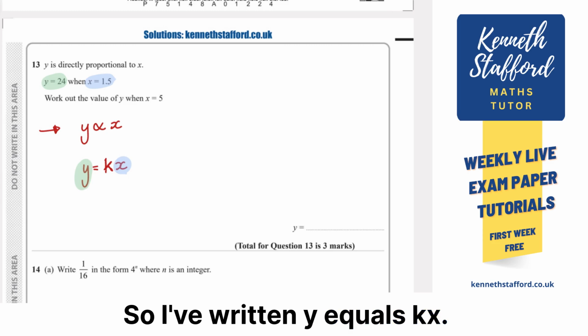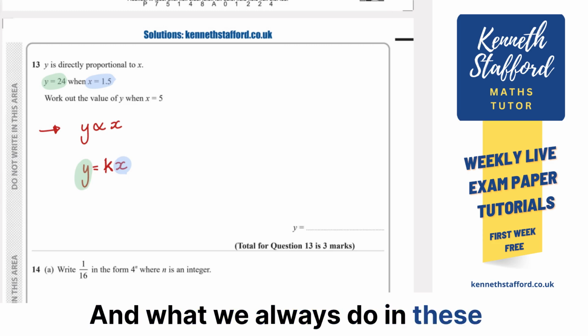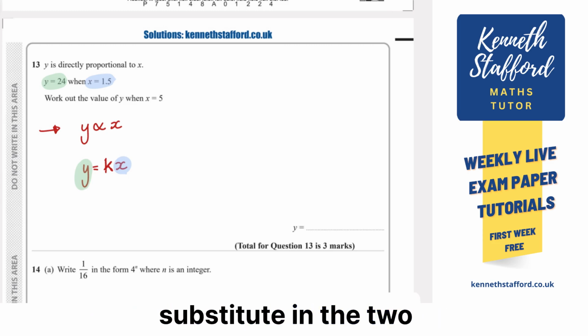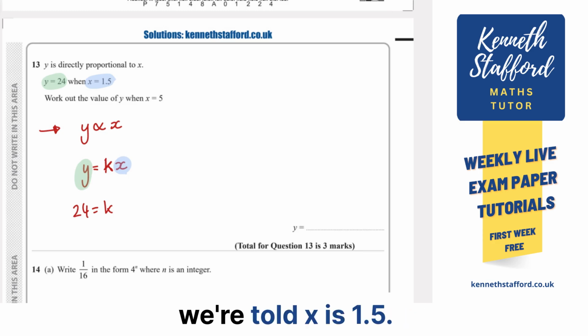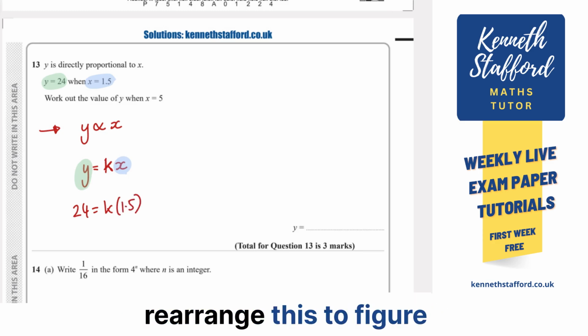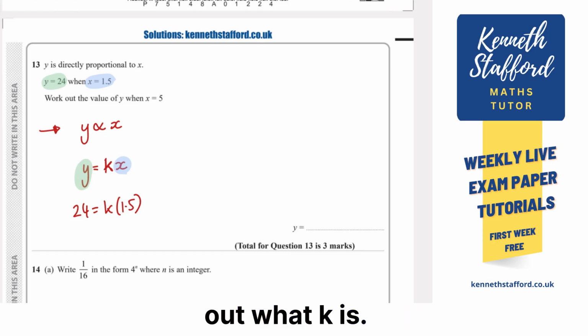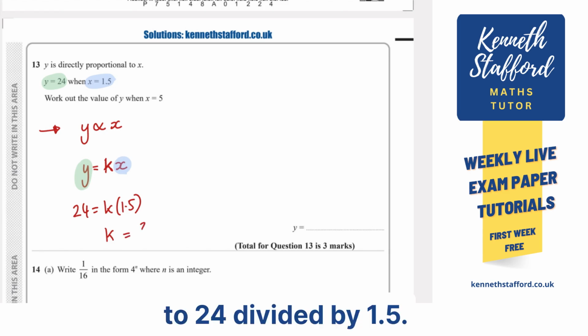So I've written y equals kx. And what we always do in these type of questions is we substitute in the two numbers we're given. So we're told y is 24 and we're told x is 1.5. And what we can do now is rearrange this to figure out what k is. K is going to be equal to 24 divided by 1.5.